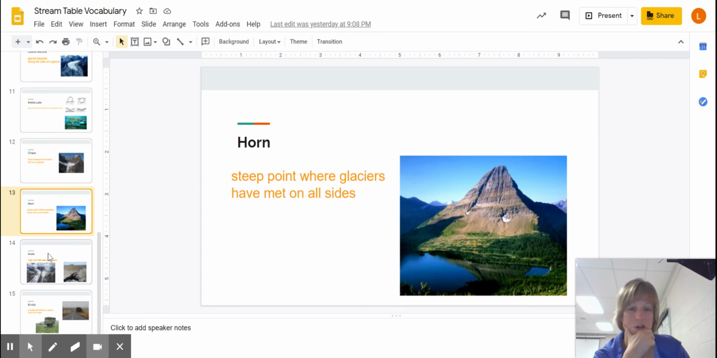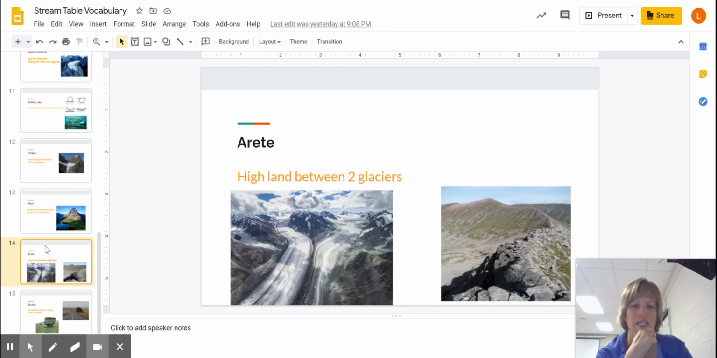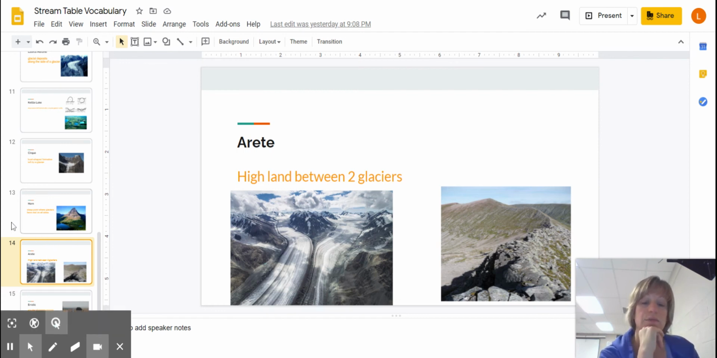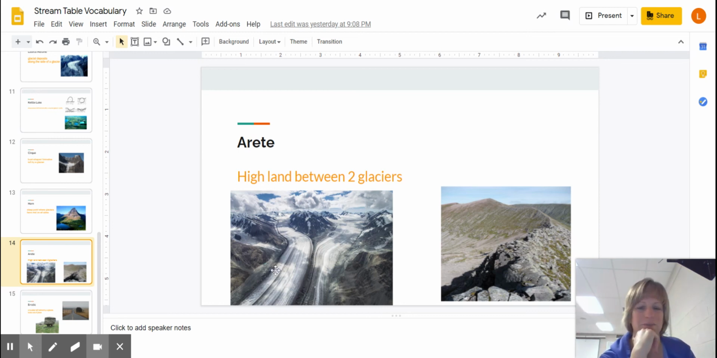The last couple of terms are also related to glaciers. This one also has a French origin. You pronounce this one arete. Here it is again, arete. Okay, so an arete is right here. This is highland between two glaciers, and in this case, you can see the glaciers. Sometimes students will say, Mrs. Fickus, that looks like a highway. It's not a man-made highway. This is a natural glacier.